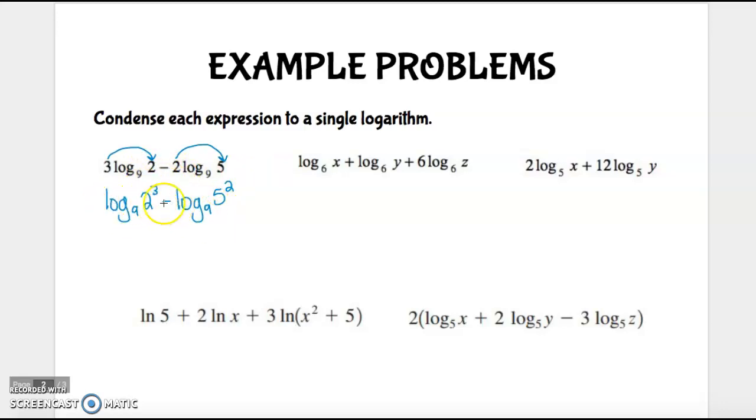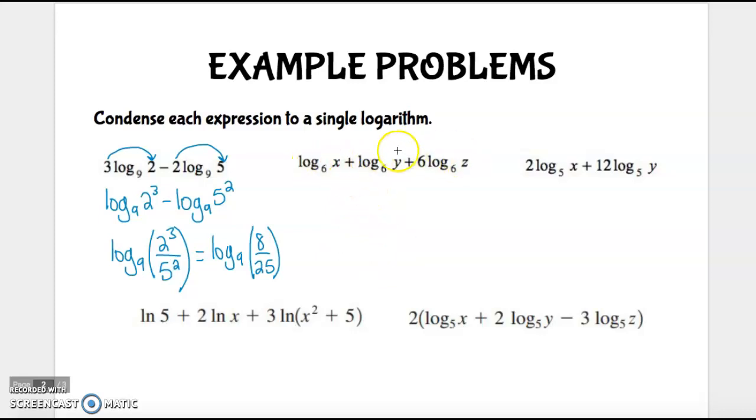If I have subtraction outside of logarithms, that turns into division inside of one logarithm. So I'll have log base 9 of my first term, 2 to the 3rd, divided by my second term, 5 squared. And then when we simplify that, we get log base 9 of 8 over 25. We're not evaluating the logarithm, so I'm not expecting you to plug this into your calculator. We're just practicing condensing them in this set of examples.